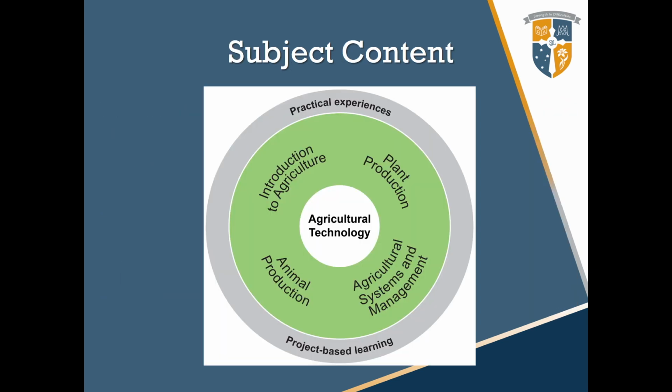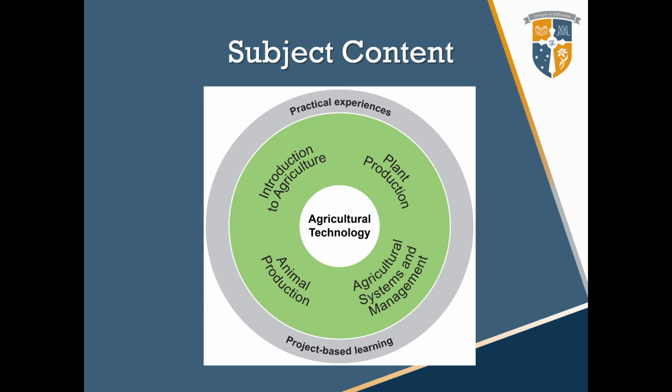Okay, subject content. This diagram is a great little diagram that explains what they'll do in Years 9 and 10. Right in the centre there, in the white, we've got the subject, agricultural technology. Over in the top left in the green, we've got introduction to agriculture. That's the first unit students will complete, and it'll give the students a grounding in safety, animal welfare, and will introduce the students to the school's farm.